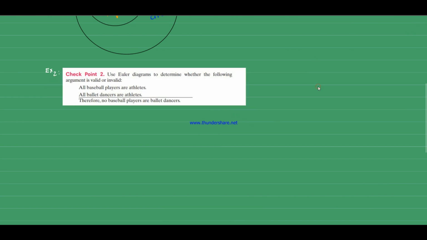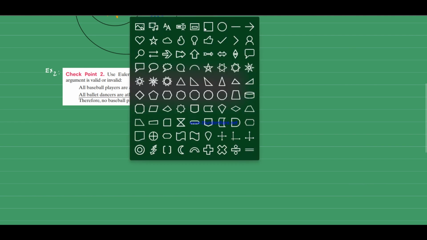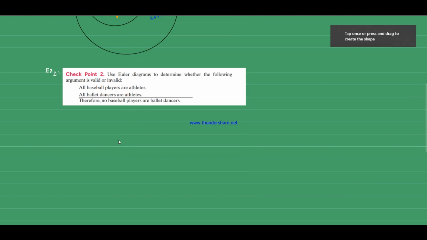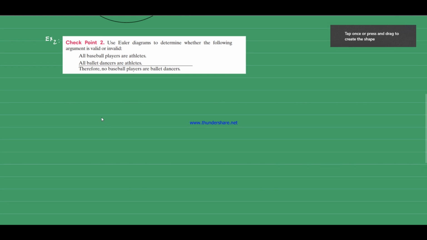Okay, like that. Now again we have two premises. Let's draw the circle for the first premise. All baseball players are athletes. Okay, so it looks like that.